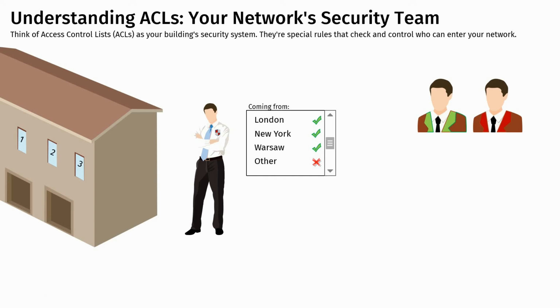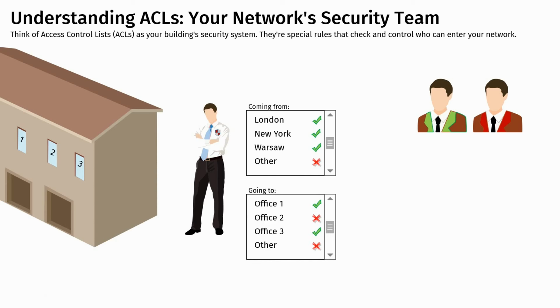The second list says where I want to go to. I want to go to Office 1, this is okay. I want to go to Office 2, no, this is not allowed. Office 3, yes. Anything else, no. This means that if this guy says, I am from London, I want to go to Office 1, our security guy goes, okay, fair enough, you can go. The second guy says, I am from New York, I want to go to Office 2. The security guard goes, sorry mate, you are not allowed to get into my building.